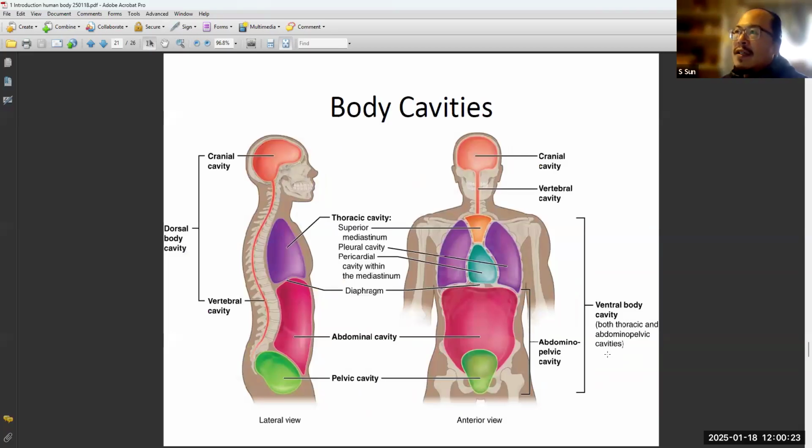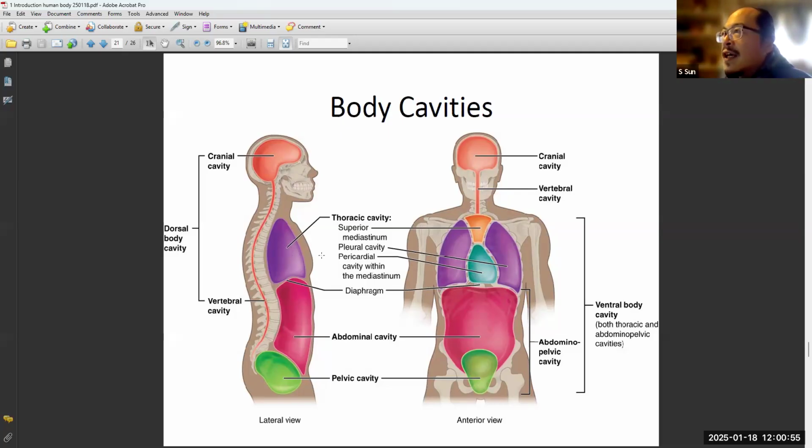Our body also has organs, so let's look at where they are located. They are located in the major body cavities. Basically, this is space prepared for these organs. The space includes the cranial cavity, where you have the brain, and the vertebral cavity, where you have the spinal cord and spinal nerves.